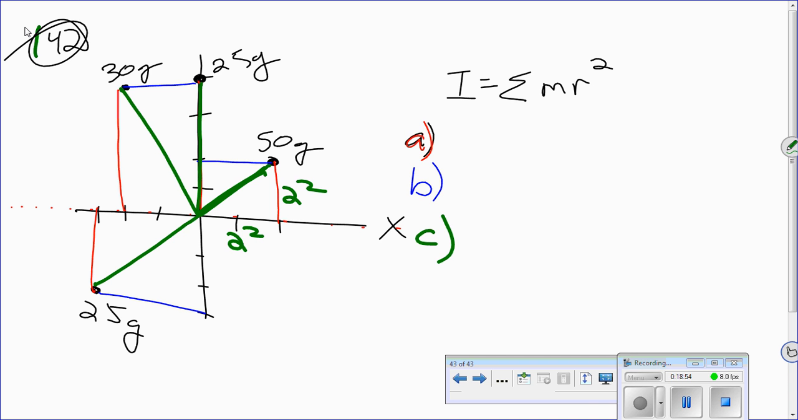All right, big takeaways from this: when you're looking for the rotational inertia of a system or a collection of objects, you can just add the individual bits. Okay? That's a big concept. Cool? All right, so that was 42.